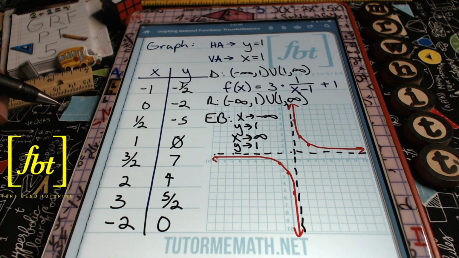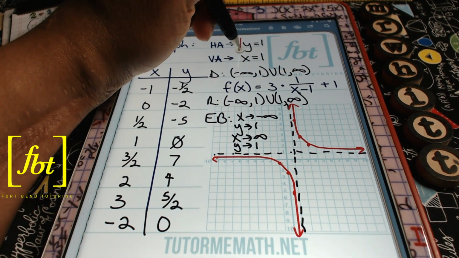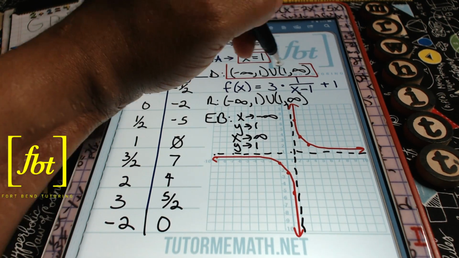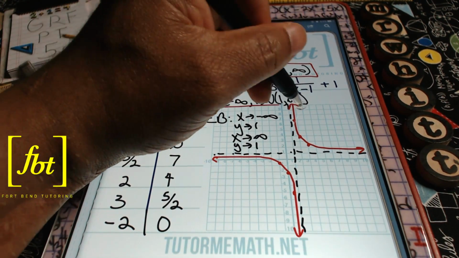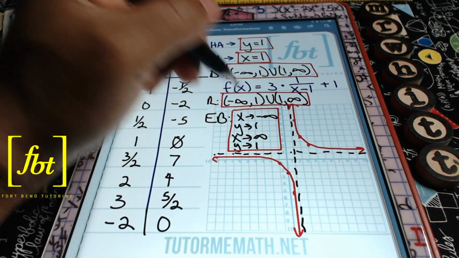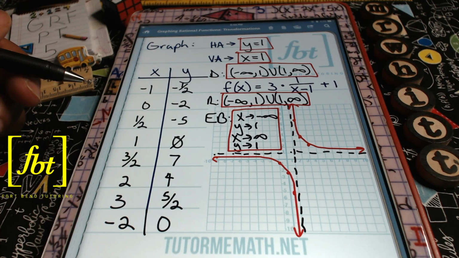All right, well, let's red box everything. Red box in the horizontal asymptote, the vertical asymptote, the domain, also the range, and the end behavior, just like so. And that concludes problem number 2.